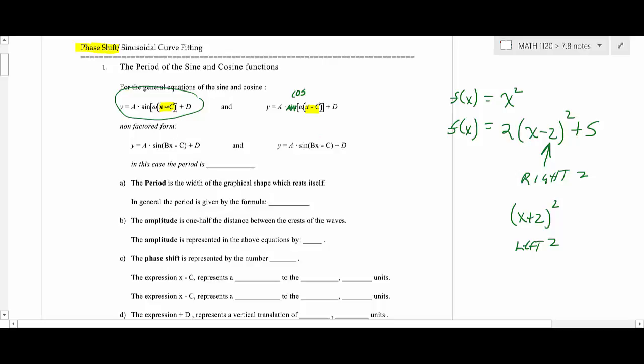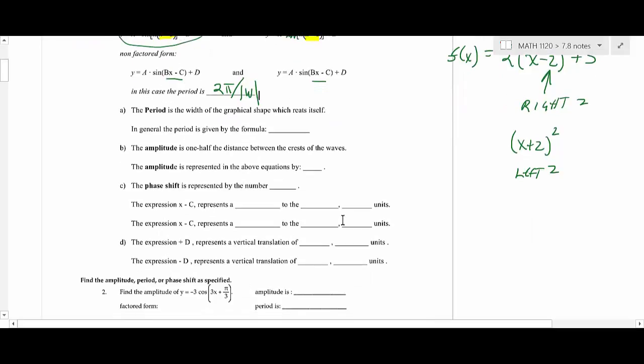So the idea is this is a factored form when you have the omega in front of parentheses. In this case, it's multiplied out, so that's a non-factored form. The period on a sine and cosine is always 2 pi over the absolute value of omega. What I want to do tonight mostly is identify the phase shift and do a very simple graph with a phase shift in it.